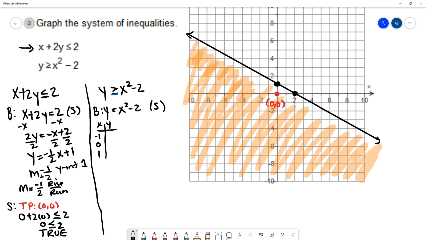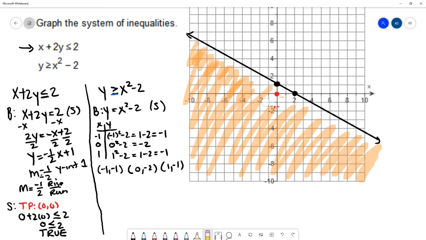We substitute that into our equation, and that would give negative 1 squared minus 2. That's 1 minus 2 equals negative 1. 0 squared minus 2, that's negative 2. 1 squared minus 2, that's 1 minus 2, which is negative 1. So that gives us three ordered pairs: (-1, -1), (0, -2), and (1, -1).